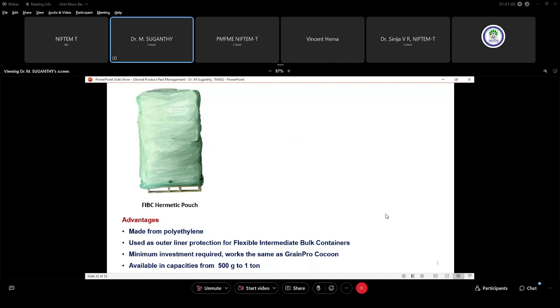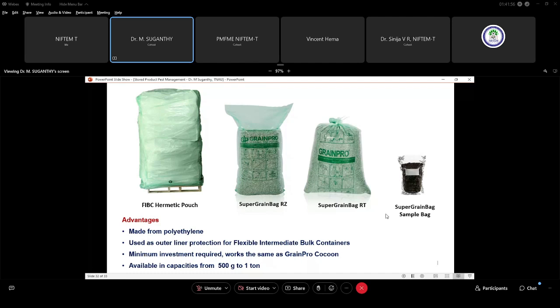So this is another one. It is known as the FIBC Hermetic pouch. It is made from polythene. It is an outer liner protection for flexible intermediate bulk containers. Here also we need only minimum investment. It works like the Grain Pro cocoons. This pouch is available in varying capacities from 500 grams to 1 ton.